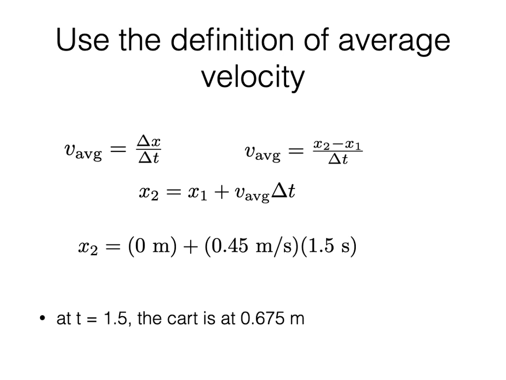I multiply both sides by delta t, add x1 to both sides, and I get x2 equals x1 plus v average delta t. Now I can just put in all my values. x1 is where it started at, x equals 0. V average is the velocity. It's constant, so it doesn't matter. 0.45 meters per second, and the time interval was 1.5 seconds. So if I put all that together, I get a final position x2 of 0.675 meters.